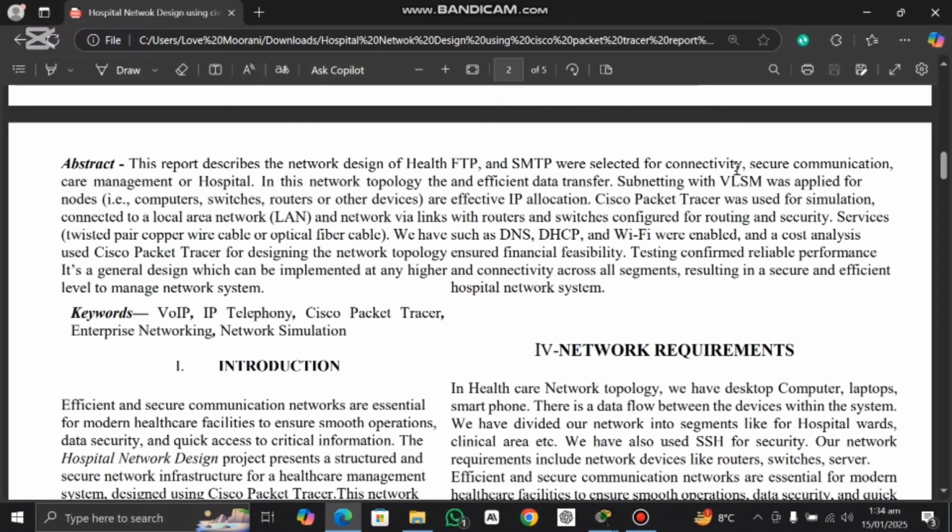Secure communication and efficient data transfer, subnetting with VLSM was applied for effective IP allocation. Cisco Packet Tracer was used for the simulation with routers and switches configured for routing and security. Services such as DNS, DHCP, and Wi-Fi are enabled, and the cost analysis ensures the financial feasibility.